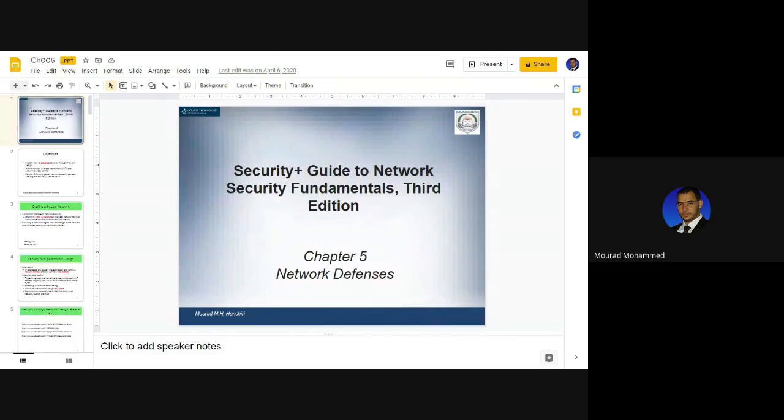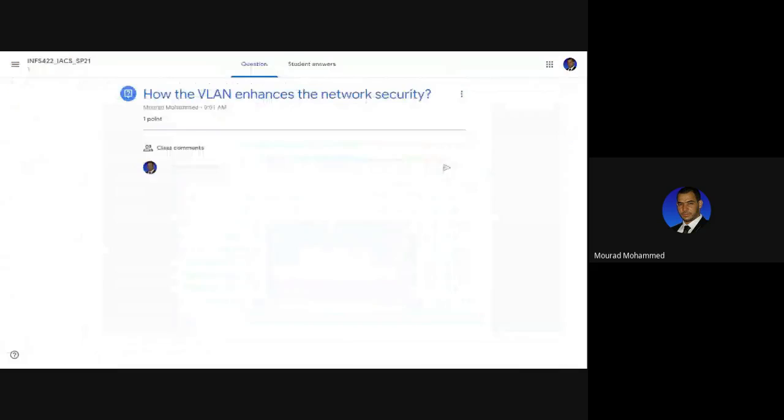I started this class actually with asking you one question, which is how the VLAN actually would enhance the network security. Simply, it was a topic we discussed last class. The VLAN, the virtual LAN, reunites entities from different geolocations separately and helps them to create a channel to communicate data in a hidden way from the other members of the same network.